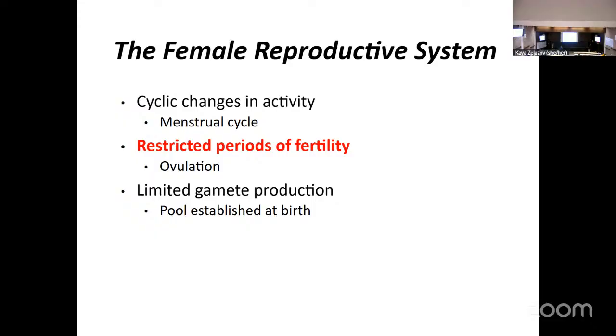That's different than in our males, right? Because in males, we can see that happening any day. And in the female reproductive system, we have a limited ability to produce gametes. So we have a pool of gametes established at birth. And once we run out, we're done. So we're not going to see this continual production like we do when we're thinking about sperm.